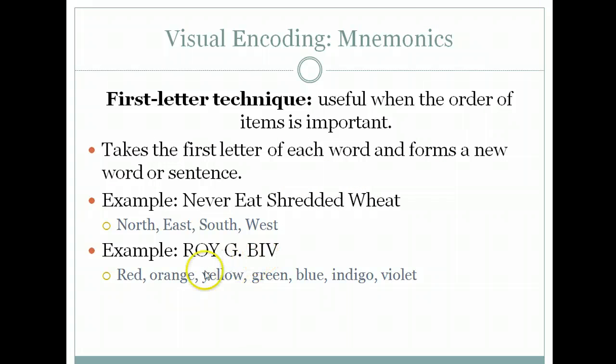Another example of the first letter technique here to remember the colors of the rainbow is Roy G. Biv. So you know it's red, orange, yellow, green, blue, indigo, and violet.